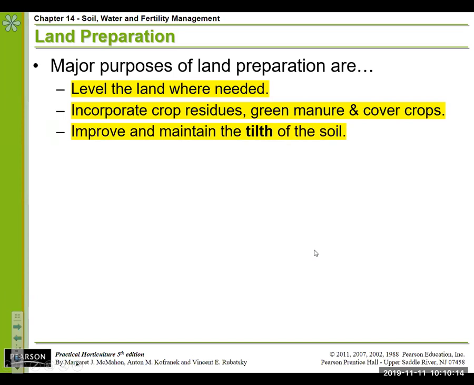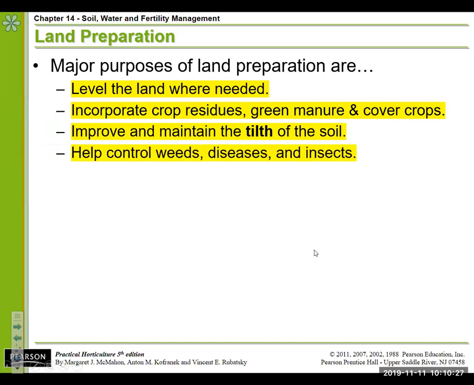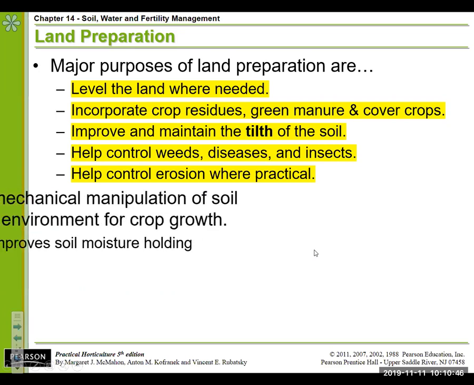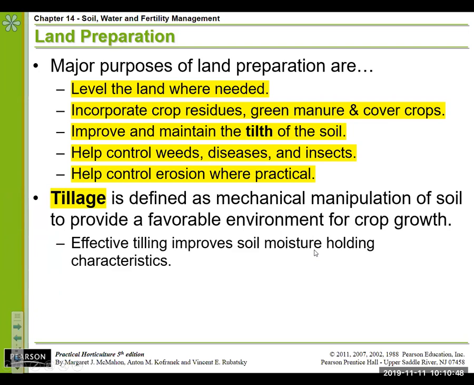We'll also look at improving or maintaining the tilth of the soil, its actual texture in that mix of air and water based on the structure of the soil itself. Land preparation also helps to control weeds, diseases, and insects, our pest problems. It can also help to control erosion where practical. Note that land preparation, if done incorrectly, can cause more erosion than it controls.